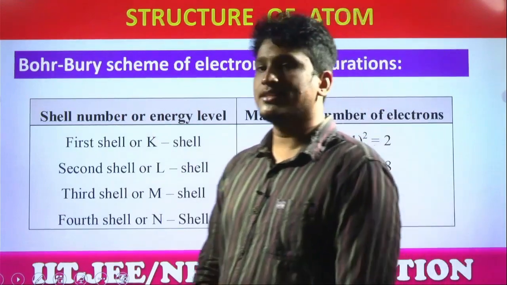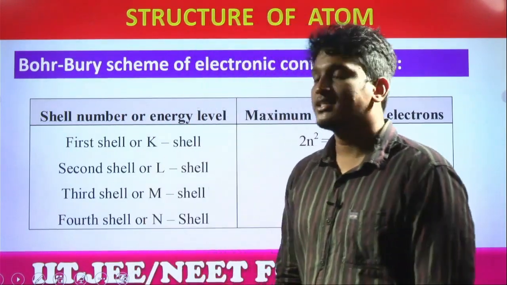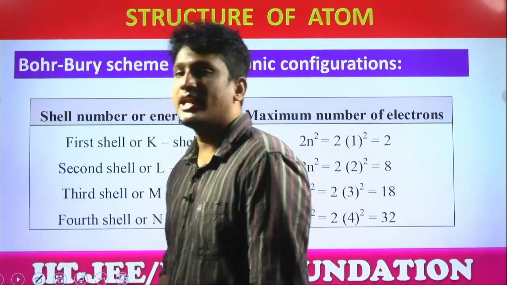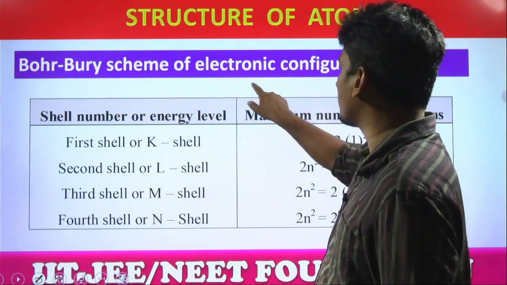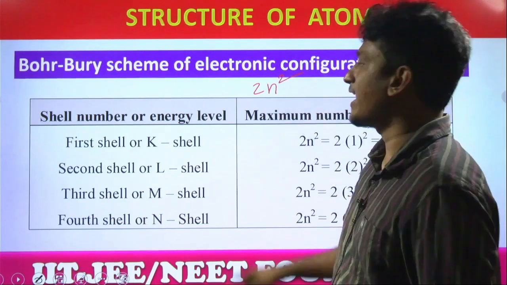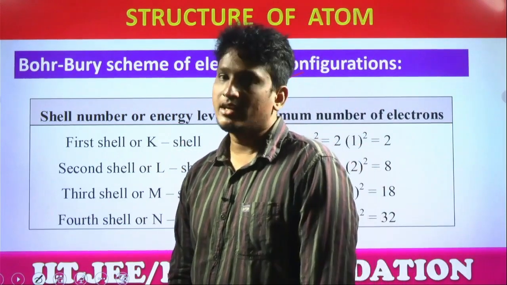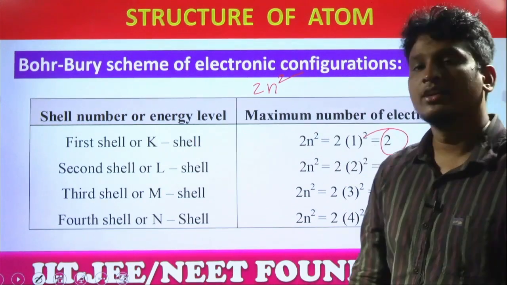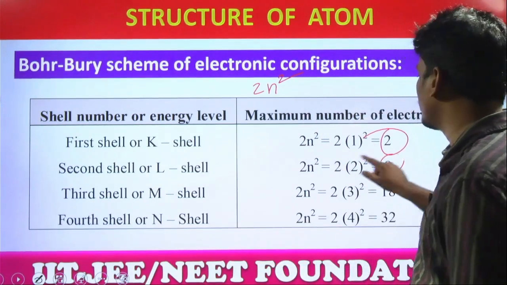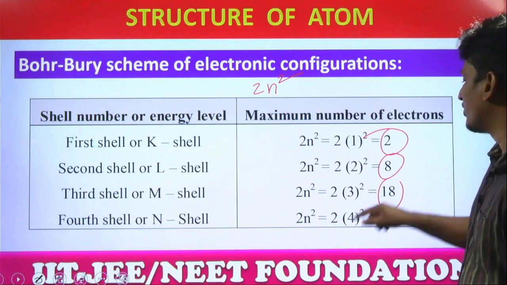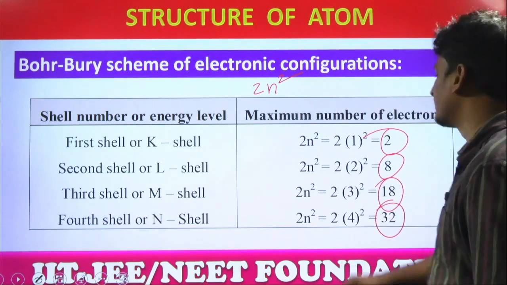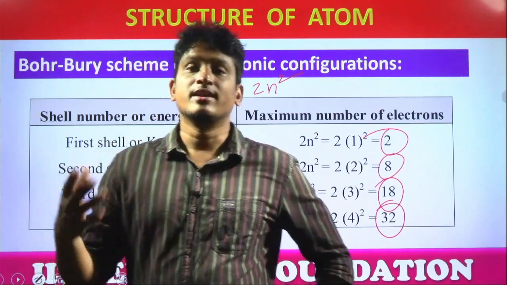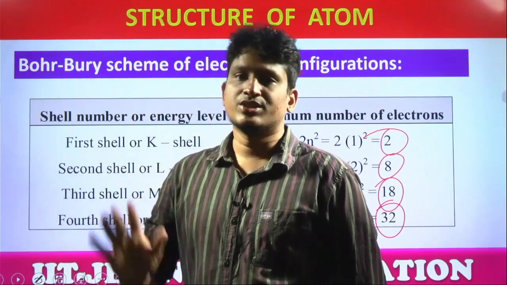Next, Bohr-Bury scheme. So this explains, students, how many electrons maximum any shell or orbit can accommodate, which is given by a simple formula. The formula is called 2n square. N represents the shell. First shell, 2 into 1 square. How many electrons can the first shell accommodate? 2 electrons. Second shell, 2 into 2 square, 8 electrons. Third shell, 2 into 3 square, 18 electrons. Fourth shell, 32 electrons, and so on. This is the Bohr-Bury scheme, which explains the distribution of electrons in different shells.